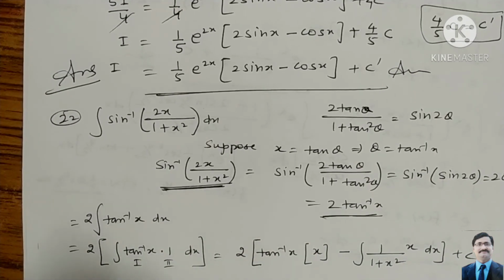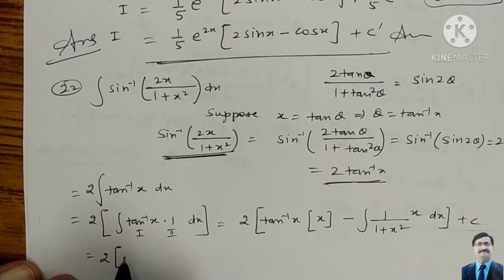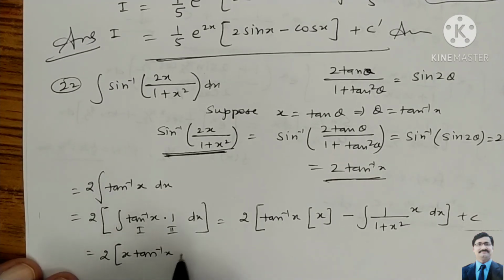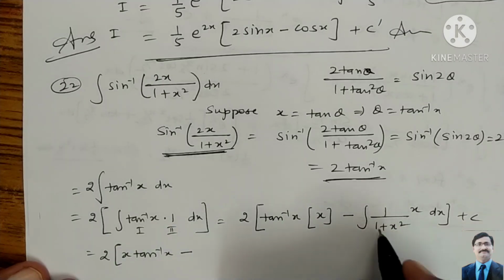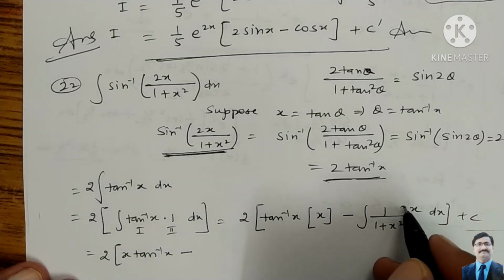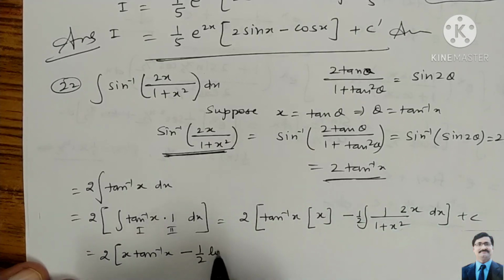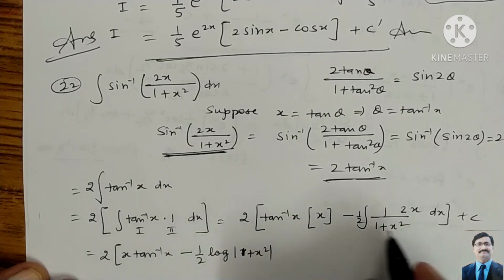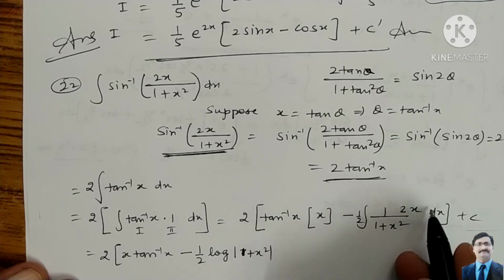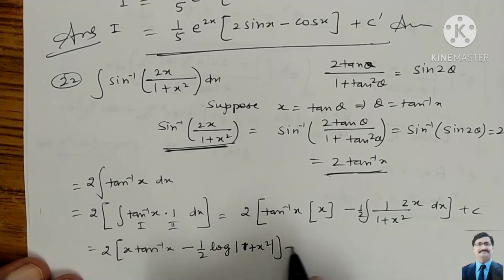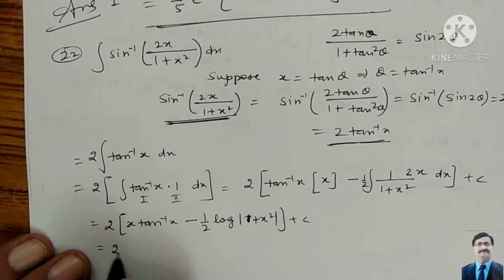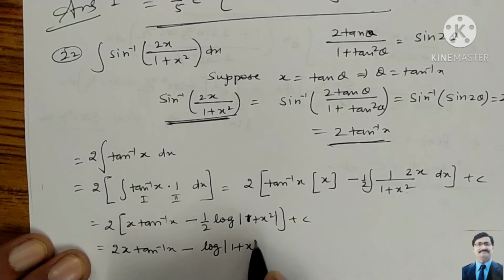So we write here 2x tan inverse x, minus this we suppose t, so here we can multiply by 2 and divide by 2. The differential of this is this, so we can write here 1 upon 2 and log modulus 1 plus x square. Actually otherwise you can suppose this 1 plus x square is t, so this will be dt. We have log t, okay, and plus c. Now open this bracket, we get 2x tan inverse x minus log 1 plus x square plus c.